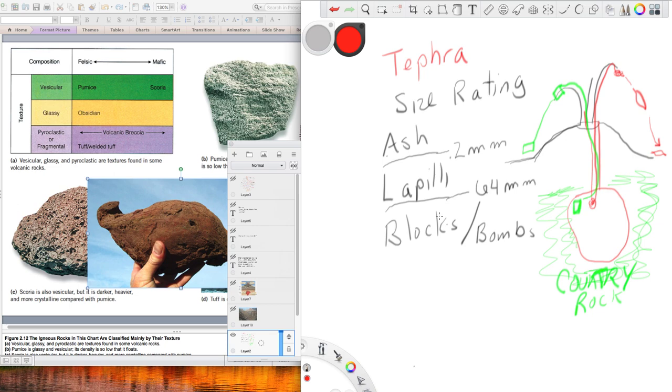And then the largest pieces are the blocks and bombs. So blocks and bombs are going to be greater than 64 millimeters. And so a block is, let's say there's a piece of country rock that's already solid, and it gets ripped out, a piece of the wall rock, and it gets erupted by the volcano, and it's already solid, so it's kind of this blocky nature, and it lands on the ground. That's what we call a block. Although most volcanic projectiles that are coming out are maybe little blobs of magma that's still kind of molten, and when it erupts, it's squishy, and as it's flying through the air, it's aerodynamic, and it gets shaped almost like a football flying through the air, and then it lands on the ground. And usually, one of these ends kind of gets bent, so that would be the bomb.